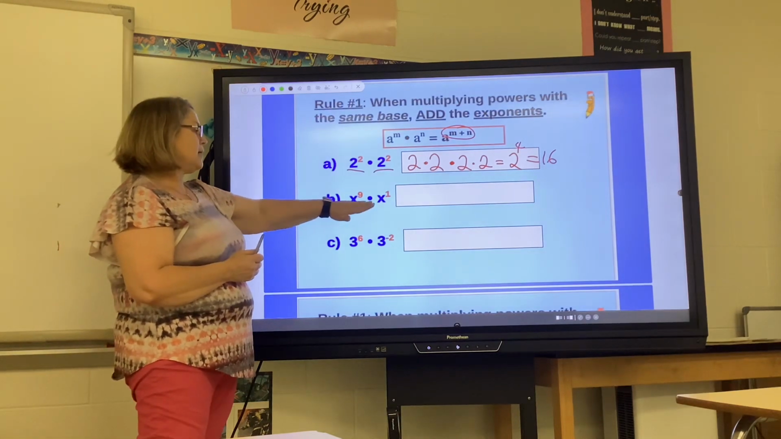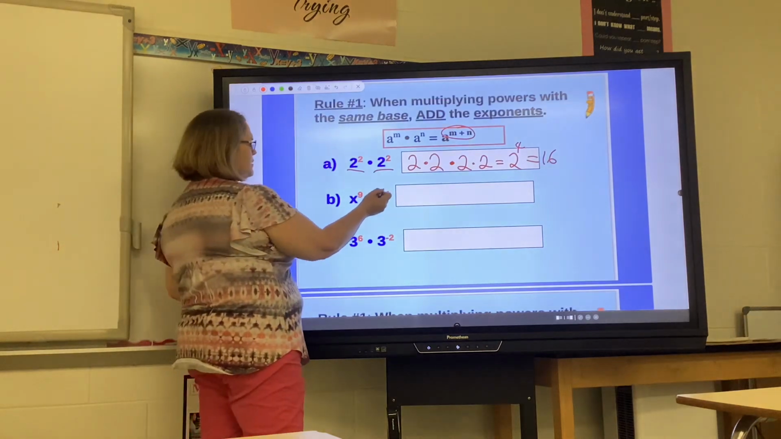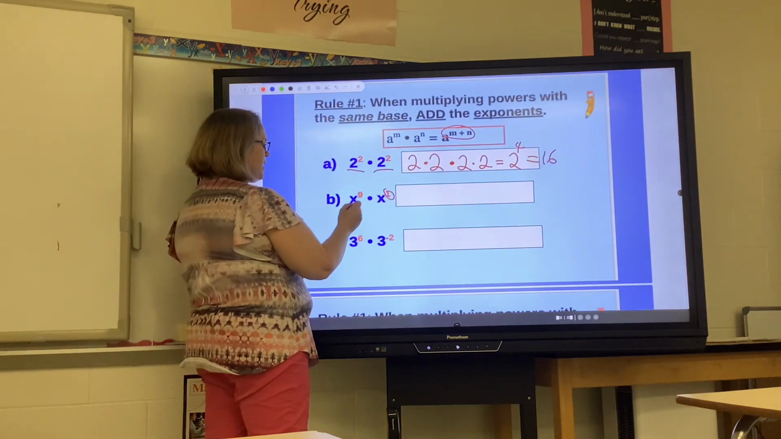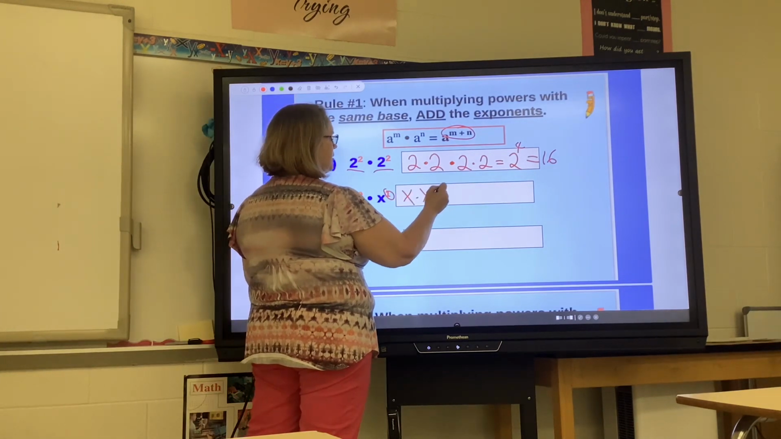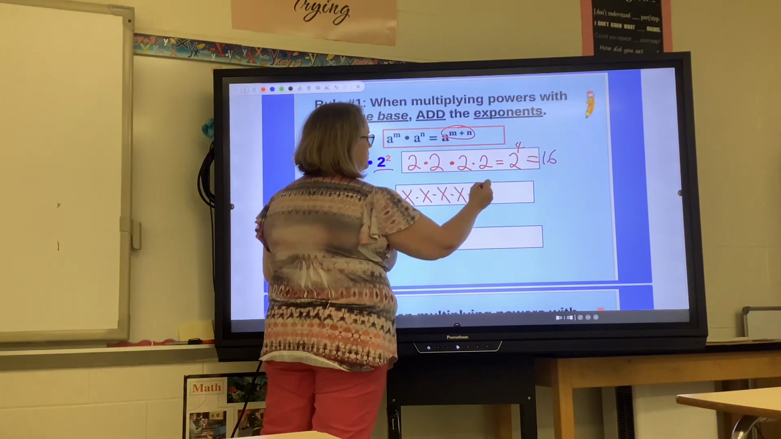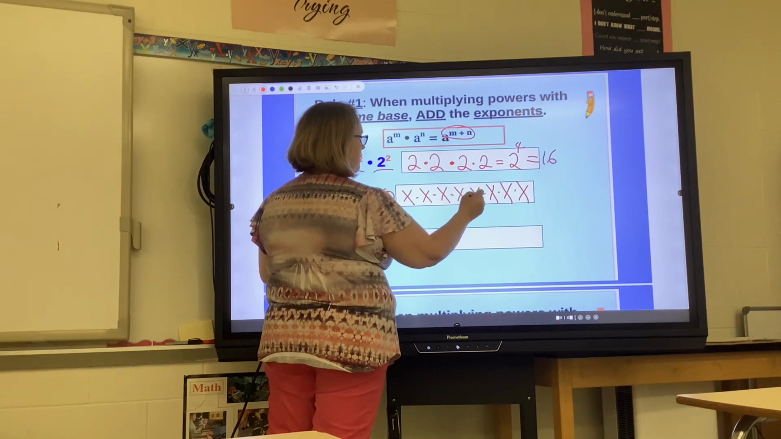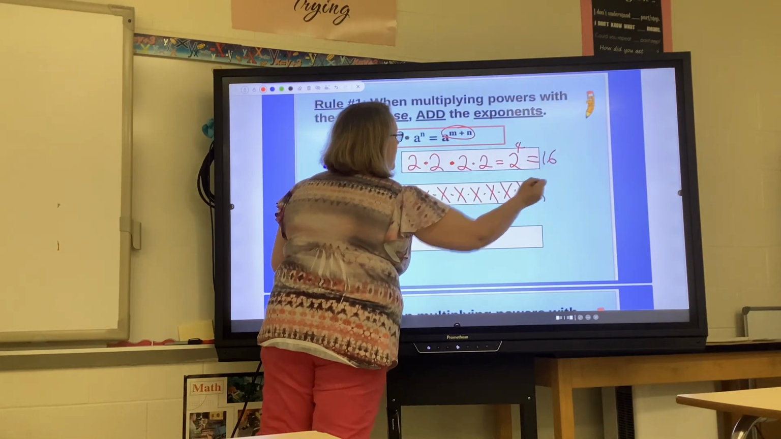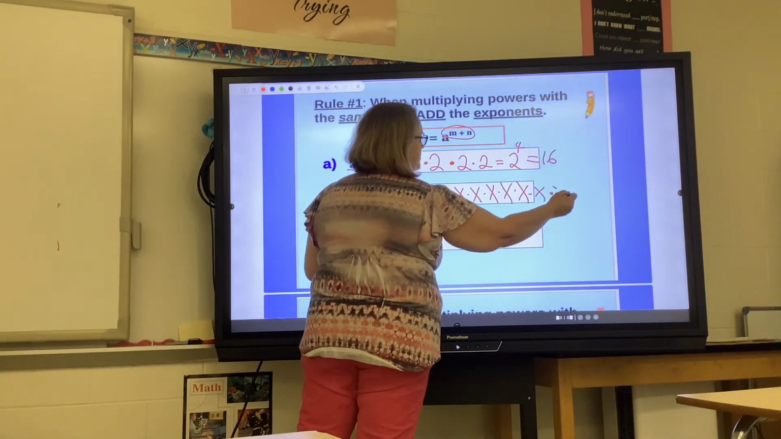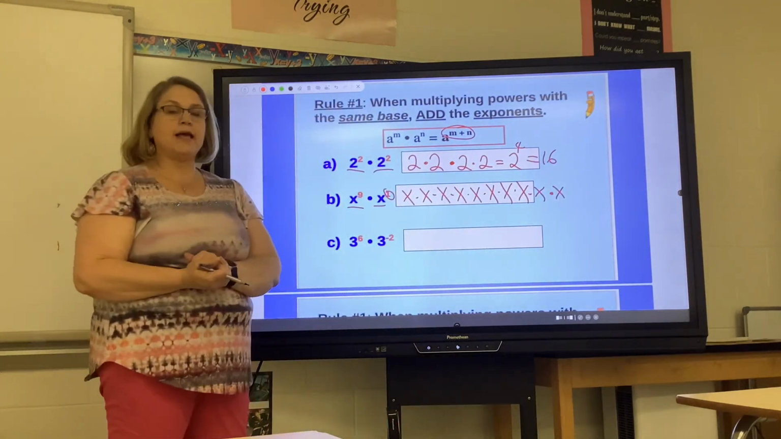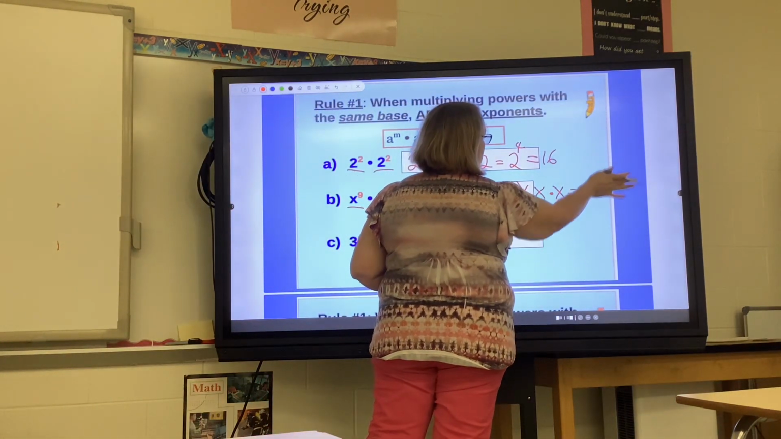Look at the next one. X to the 9th power times X to the 1st power. Normally you won't see this one, but it's there. So, X to the 9th power. I'm going to multiply X 9 times. Okay? And then I'm going to multiply that by X. When I finish, I count the X's and I will have X to the 10th power.